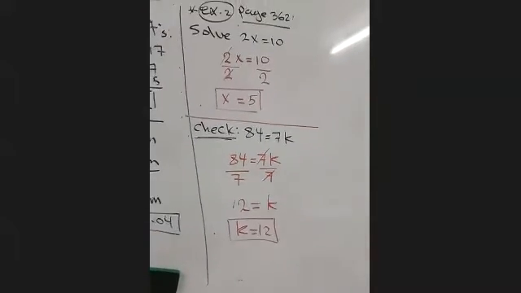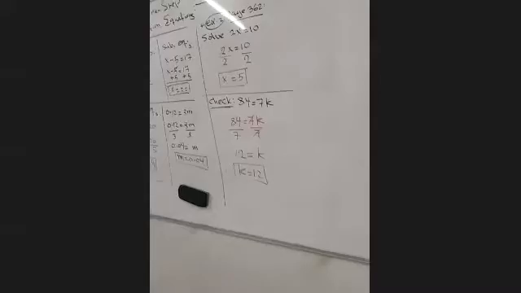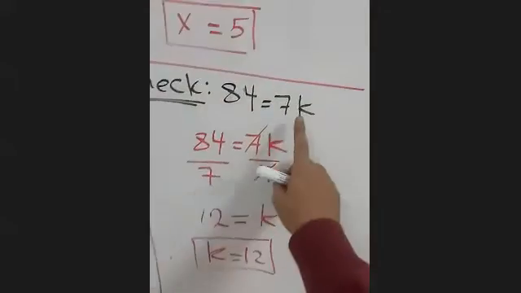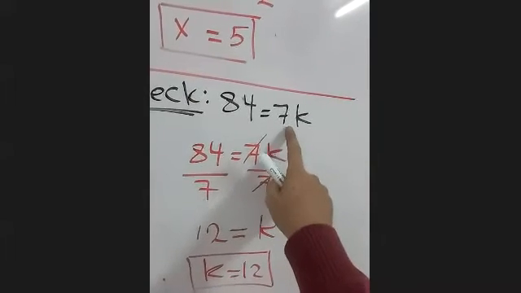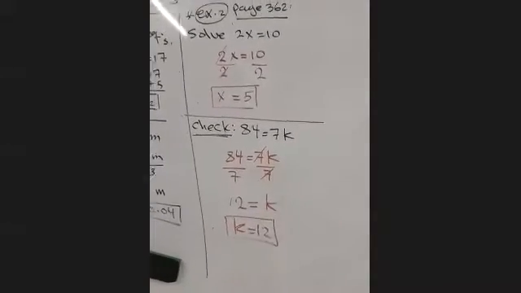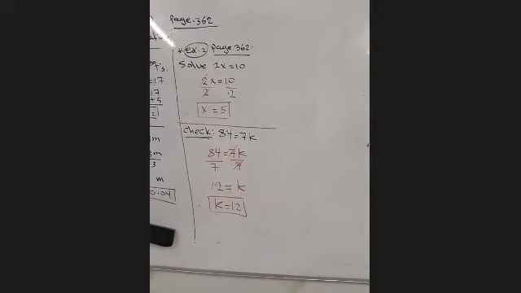Now, how do we check our answer, Abdul Sattar? We replace the variable by our value, which is 12. So here I'll replace the k by 12 with multiplication. 7 multiplied by 12 is 84. This is the check, guys. Copy it, please.